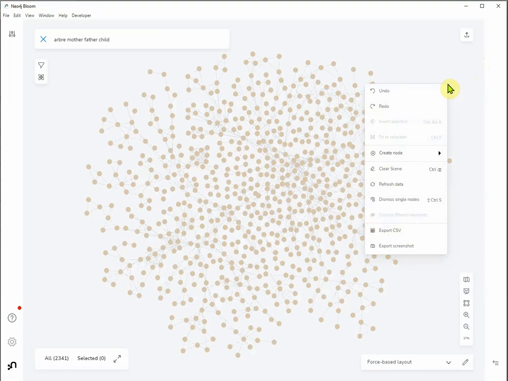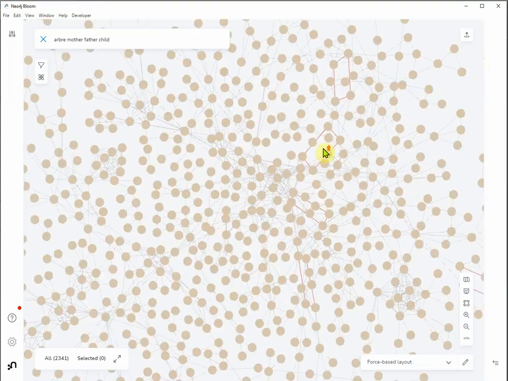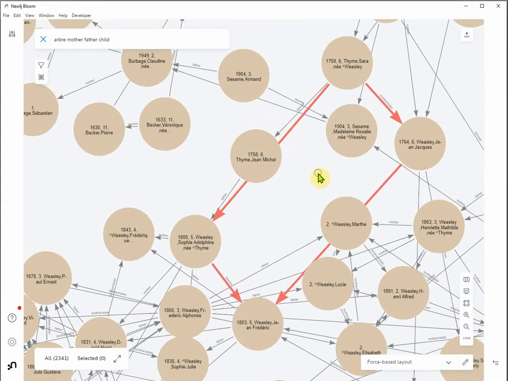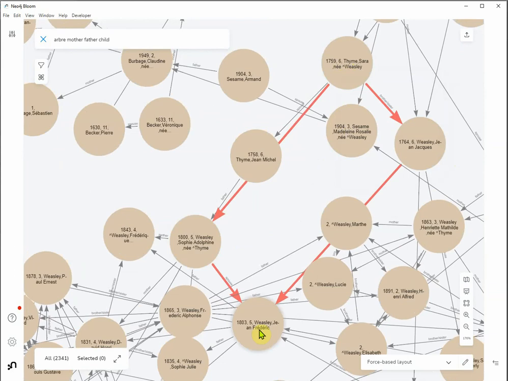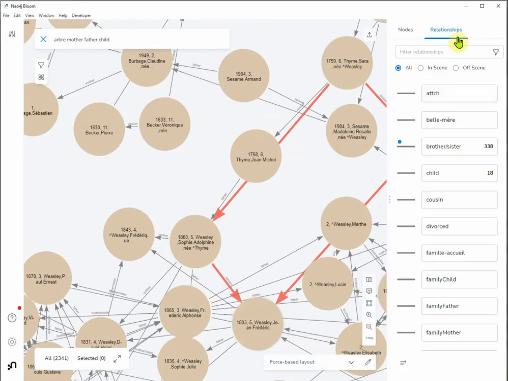Now if you refresh the data in Bloom, you can see here, for example, a brother and a sister whose children got married. This is done with rule-based graphical settings.